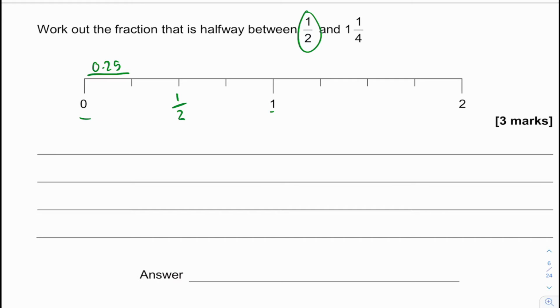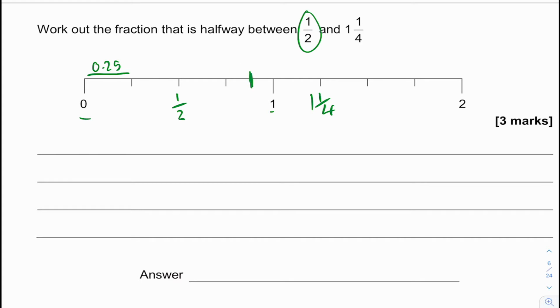1 1/4, each interval is worth 0.25, so 1 1/4 is simply just here. So to work out the fraction that's halfway between a half and 1 1/4 using this number line, we count the intervals between our two values here. So we've got 1, 2, 3 intervals. Therefore 3 divided by 2 to find the halfway point gives us 1.5. So we move along 1.5. So this is the value that's halfway. Just mark it on. This is it here.